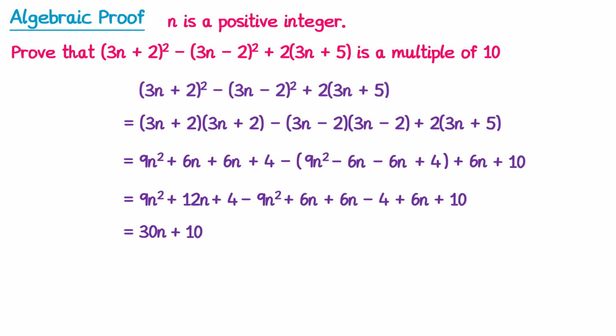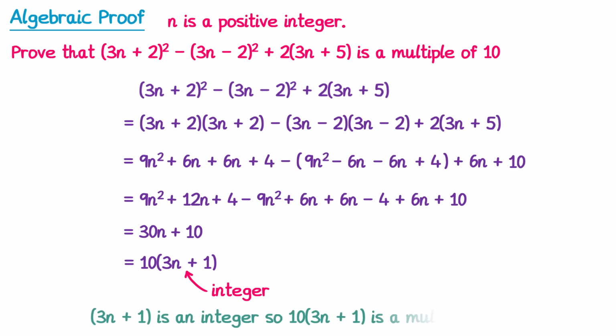So remember, in this question we were trying to show it was a multiple of 10 this time. To do this, we need to factorise out a 10. So it'll be 10 lots of (3n plus 1), since 10 multiplied by (3n plus 1) is the same as 30n plus 10. So just like in the previous proof, since n is an integer, 3 lots of n plus 1 is also an integer. So we can finish this proof by writing 3n plus 1 is an integer, so 10 lots of 3n plus 1 is a multiple of 10.